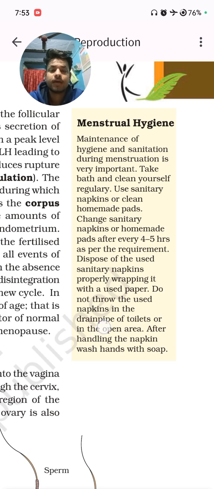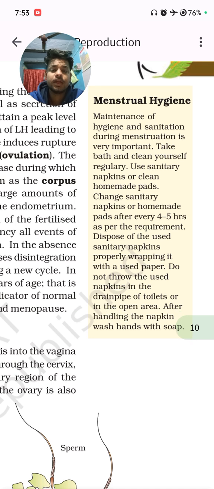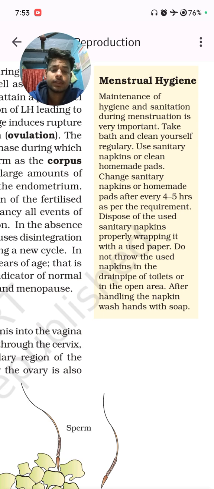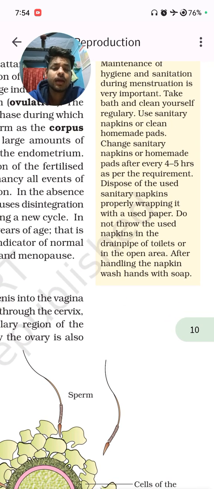Taking a bath and cleaning yourself regularly. Use sanitary napkins or clean homemade pads. Change the sanitary napkin or homemade pads after every 4 to 5 hours as per the requirement. Dispose of the used sanitary napkin properly, wrapping it in used paper. Do not throw the used napkin in the drain pipe of the toilet or in the open area. After handling the napkin, wash hands with soap.